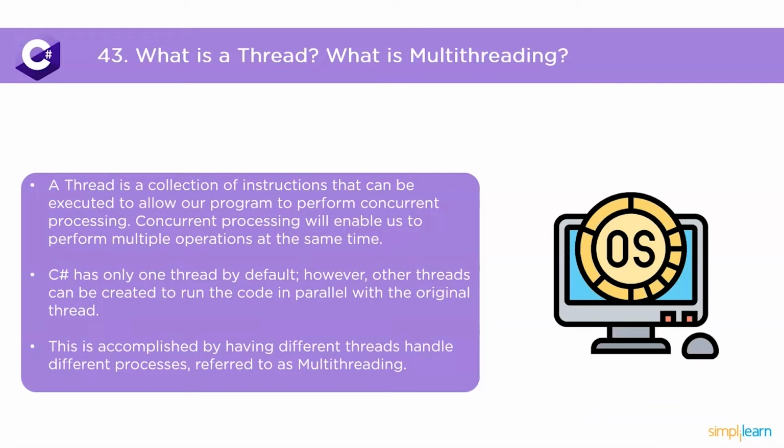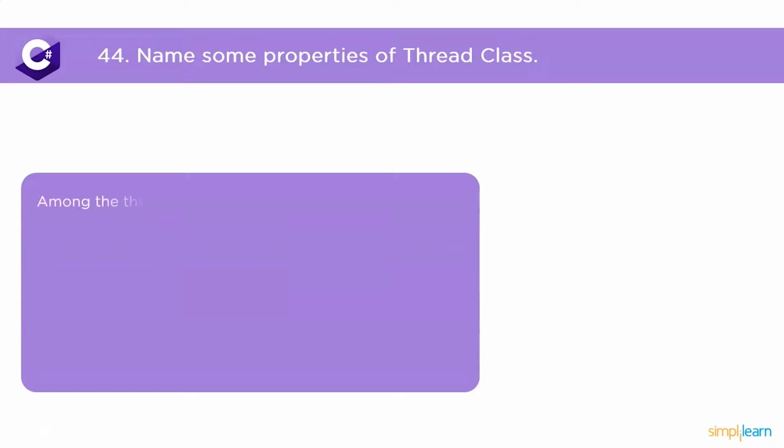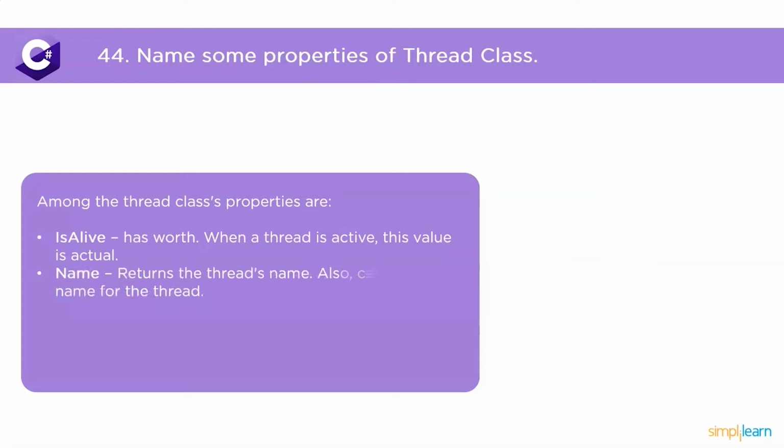To handle multithreaded operations, several thread methods are used. Start, sleep, abort, suspend, resume, and join are all options. The next question is, name some properties of the thread class. Some of the properties of the thread class are, first we have the IsAlive property. It has the value true when a thread is active. The following property is Name, which returns the thread's name. We can also set a name for the thread.